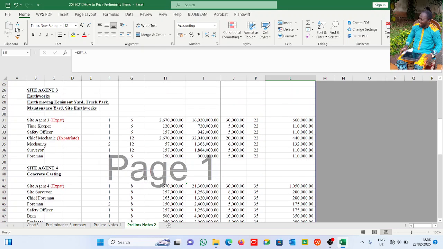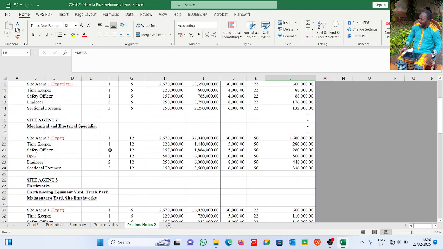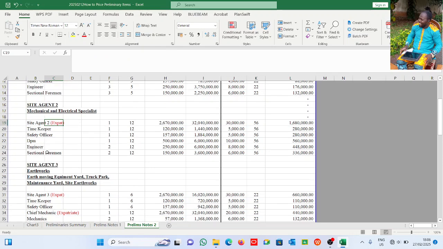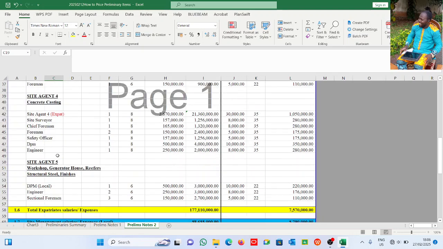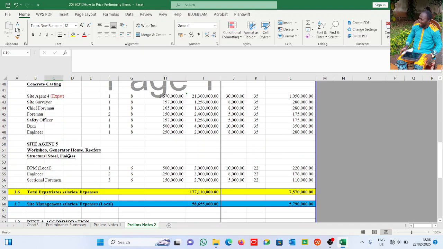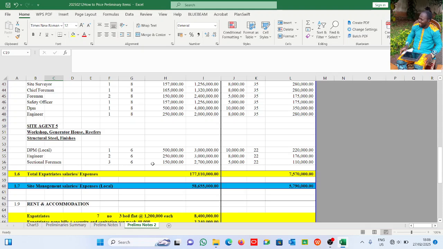The same thing. Now, see, the mechanical and electrical specialist is an expatriate there. You see people working with him. Then the earthworks has its own team, just like that. Depending on how your organization runs, this is how you plan for the preliminaries for each individual on that particular project. Their salaries, their allowances, it has to be accounted for in the preliminaries.